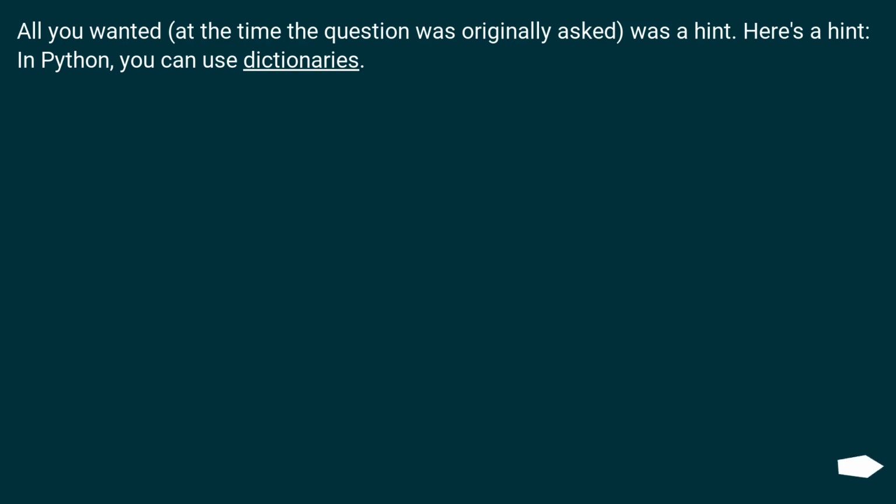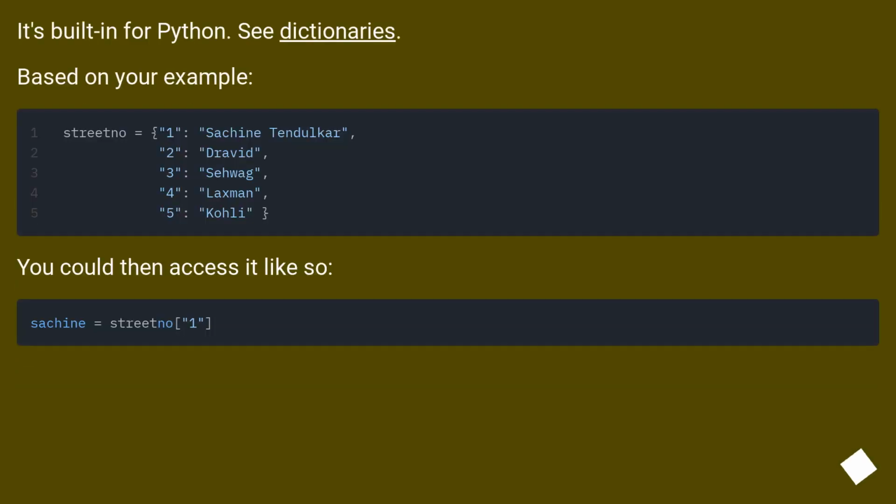All you wanted, at the time the question was originally asked, was a hint. Here's a hint: in Python, you can use dictionaries. It's built in for Python. See dictionaries. Based on your example, you could then access it like so.